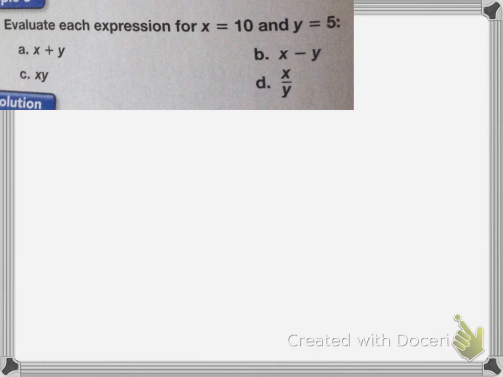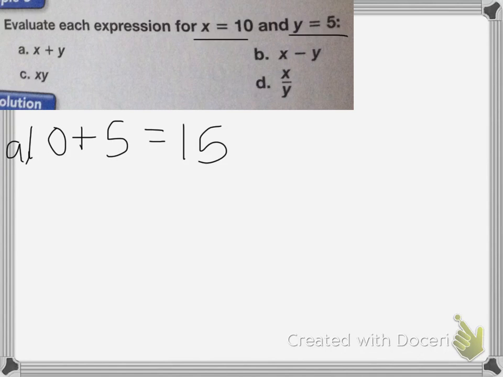Alright, so this last part is using variables, which are letters we use in the place of numbers that we're not sure about. So in this case, I'm doing these problems with x equals 10 and y equals 5. So if I do the first one, a, x plus y, I'm going to put 10 in for x, so it's going to be 10 plus, and y equals 5, so it's going to be 10 plus 5 equals 15. Okay. For b, it's x minus y, so it's going to be 10 minus 5, which is equal to 5.